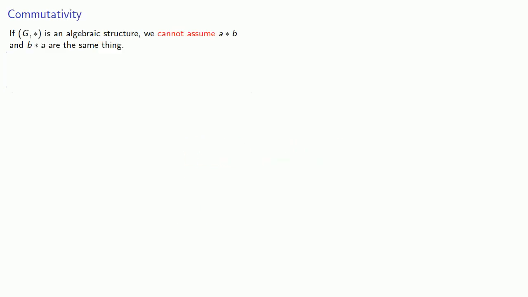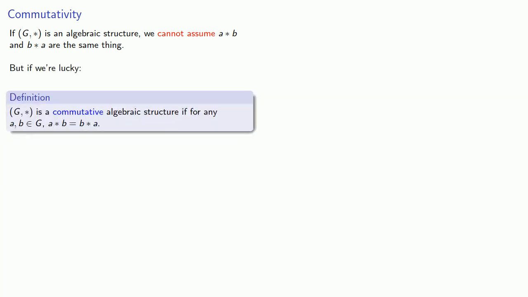And so this brings to mind an important idea. If G star is an algebraic structure, we cannot assume A star B and B star A are the same thing. But if we are lucky and they are the same, then we have the following definition. G star is a commutative algebraic structure if, for any A and B in G, A star B is the same as B star A.